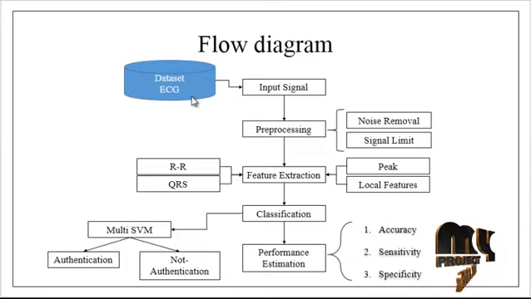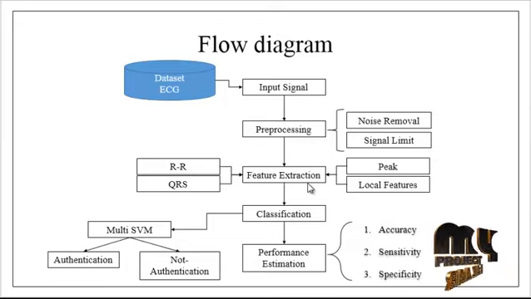The dataset consists of signals of both authenticated persons as well as unauthorized persons. After getting any one signal from the dataset, we move to the pre-processing step. In this step, we have two stages of preprocessing, that is noise removal and signal limitation. In noise removal, if noise is present in the signal, it will be removed, and then in signal limitation, if the length of the signal is more, it will be limited. After this pre-processing, we move to the third stage of the process, that is feature extraction.